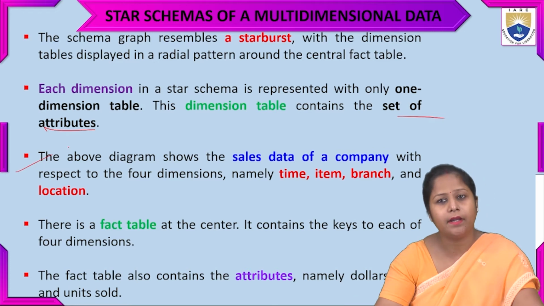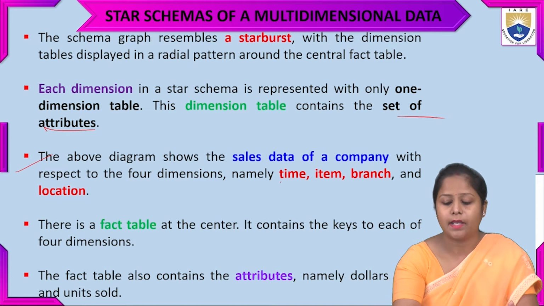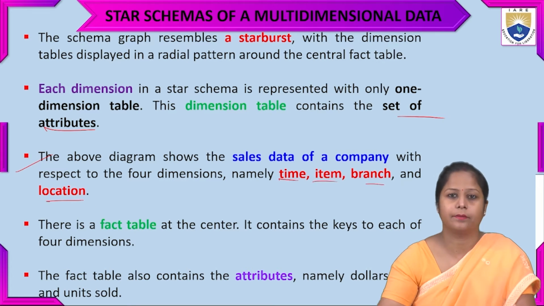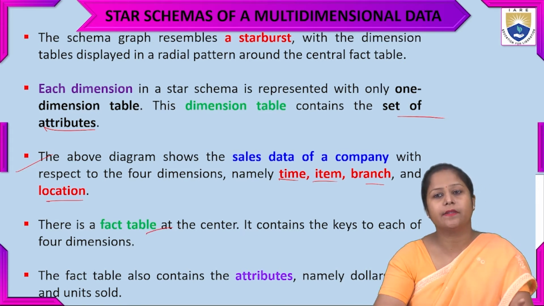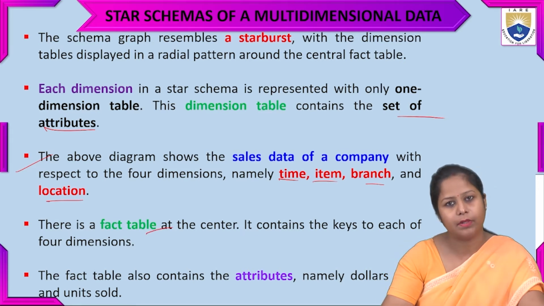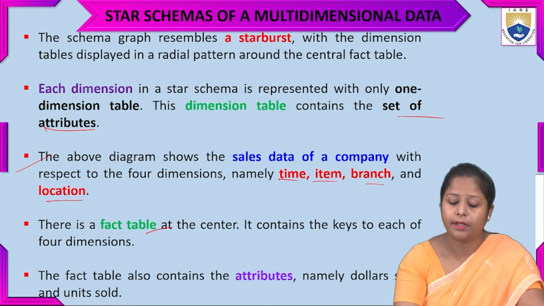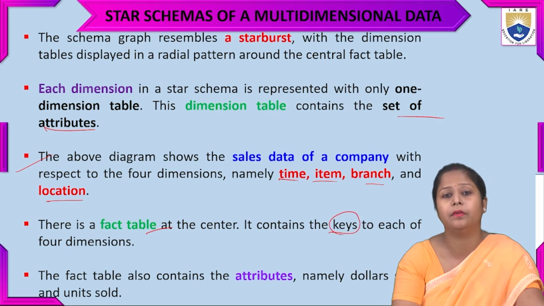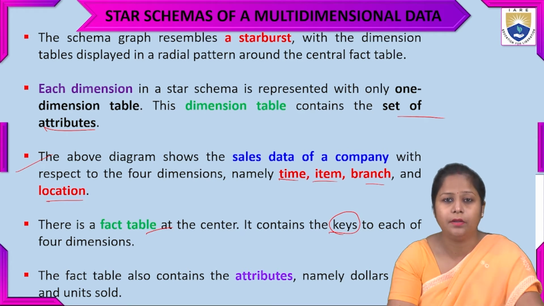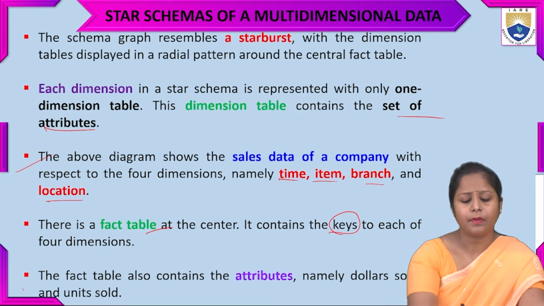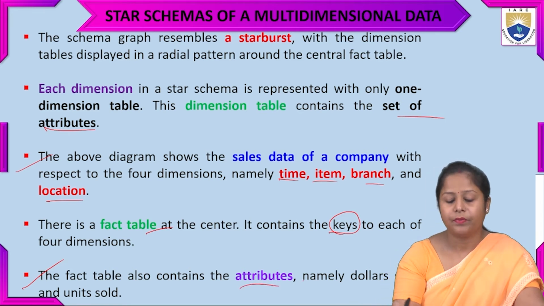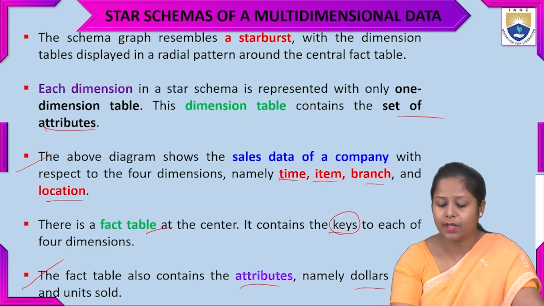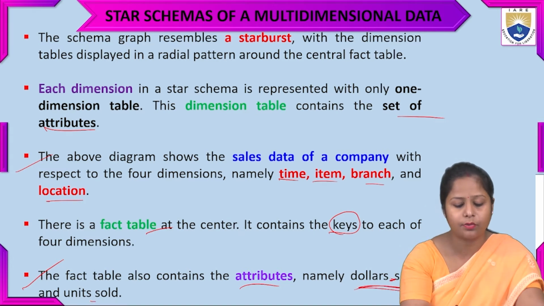In the diagram, the sales data of a company with respect to 4 dimensions: time, item, branch and location. There is a fact table at the center. It contains the key of each of the 4 dimensions, so the dimensions are the keys to the dimension tables, right? The fact table also contains attributes: dollar sold and unit sold.